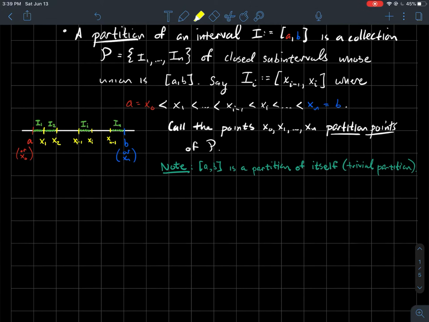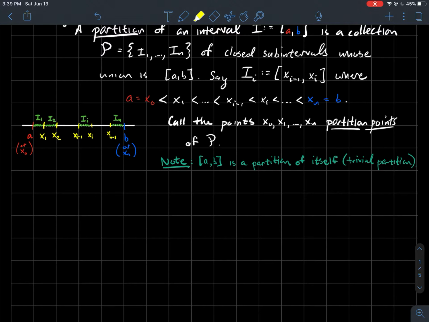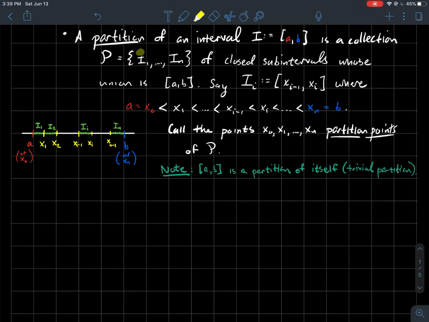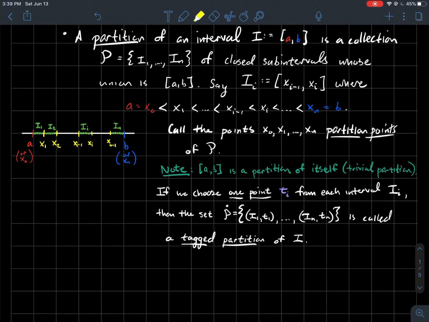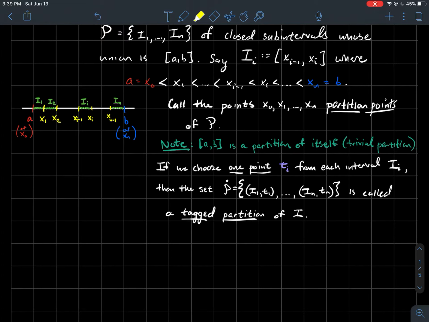Before I get to the next concept, note also, what if you didn't chop AB into any pieces at all? Then this partition would just have one set in it, AB itself. That's fine, that's still a partition. We'll call that the trivial partition. In other words, the interval AB, I can consider as a partition of itself, no problem.